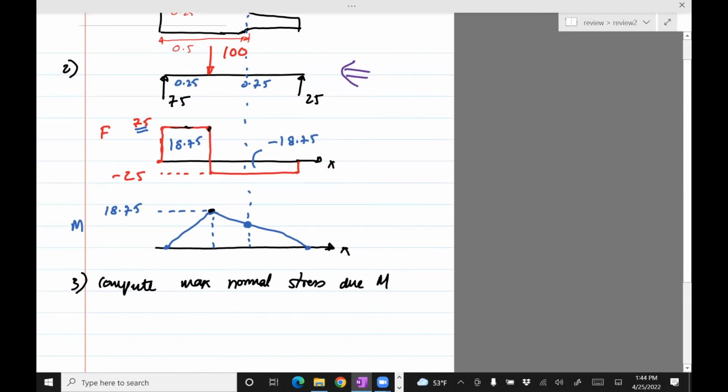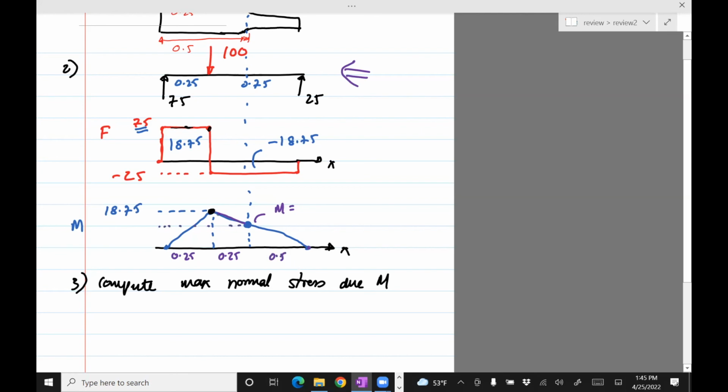Okay, so we need to compute the moment here. And how can we get the moment? Well, we know this is a straight line. It starts at 18.75, it drops down to 0. And then we know this point: this is 0.25, this is 0.25, and this is 0.5.